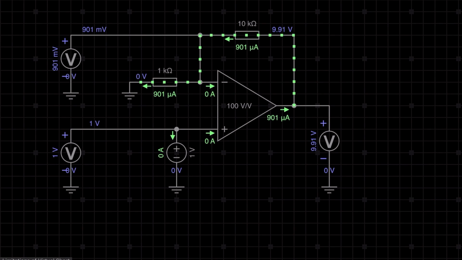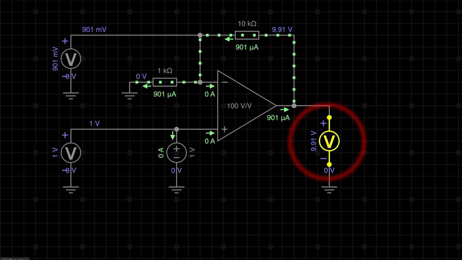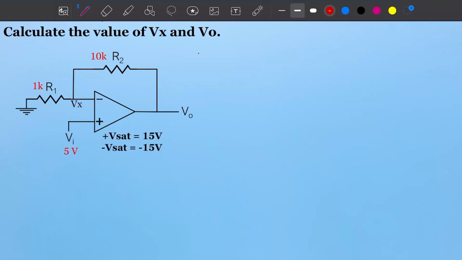Here you can see the open loop gain is 100, and here we get the output voltage V0 equal to 9.91 volt. Okay, so let's do the calculation by hand and see whether the simulation result matches. Here AOL is 100, and we need to calculate V0.